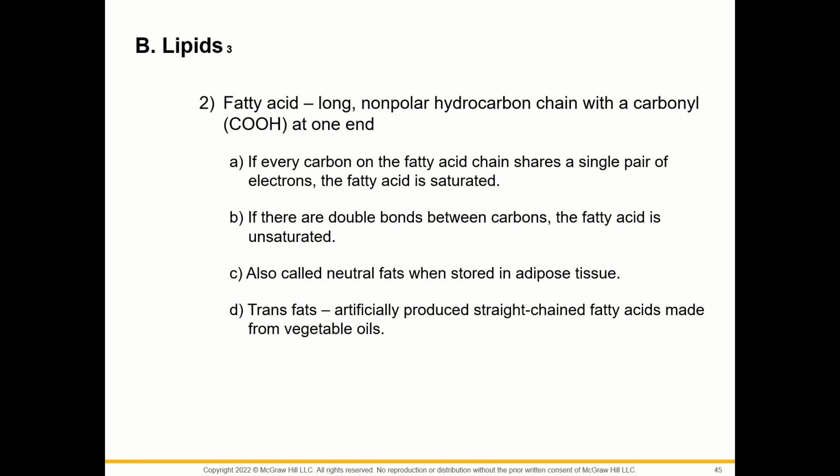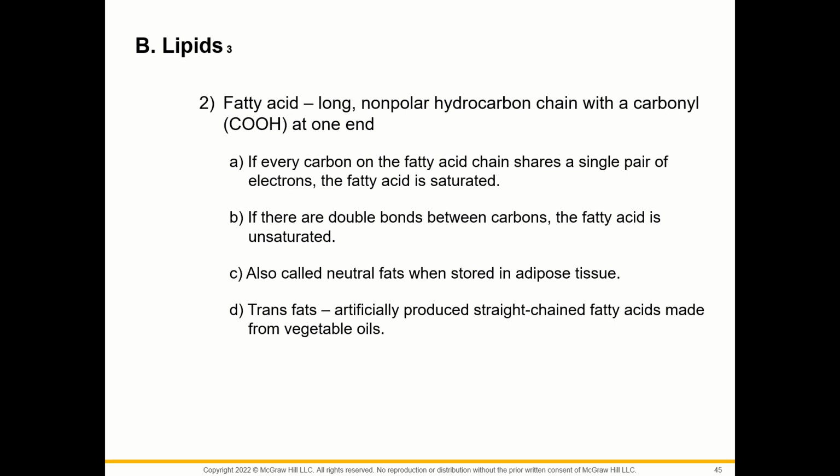Okay. So the fatty acid structure. The fatty acid is a long, non-polar hydrocarbon chain with a carboxyl group at one end, hence the fatty acid. The carboxyl is the acid part. I always think "coo" when I see an acid, COOH, coo. If every carbon on the fatty acid chain shares a single pair of electrons, that fatty acid is saturated. If there are double bonds between carbons, the fatty acid is unsaturated. These are called neutral fats when they're stored in adipose tissue.